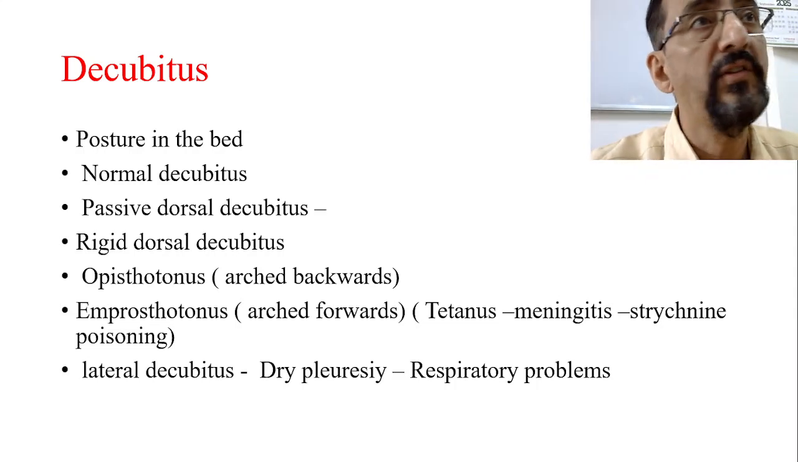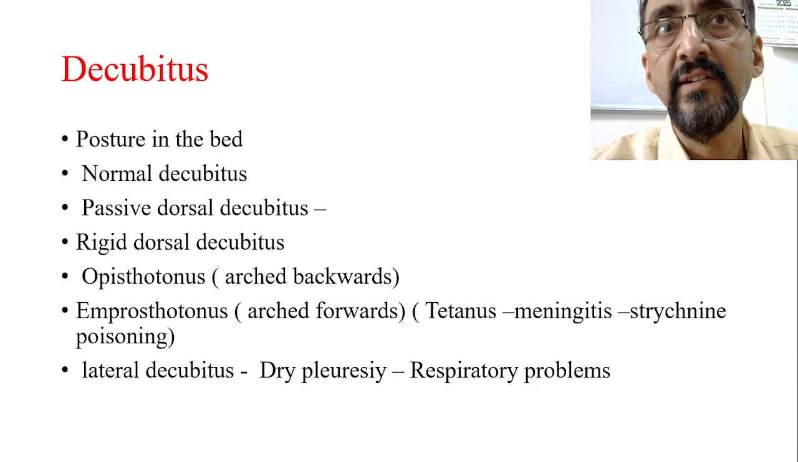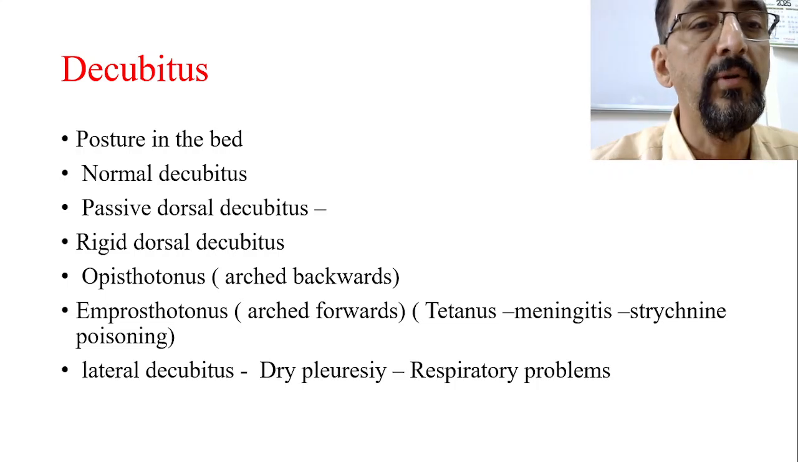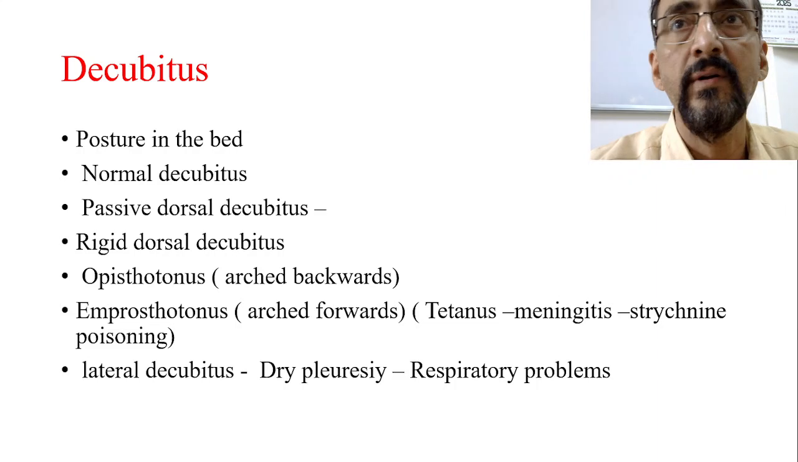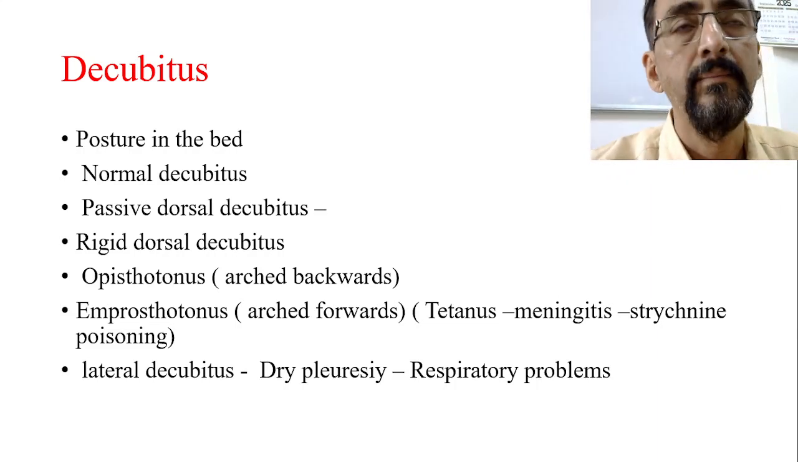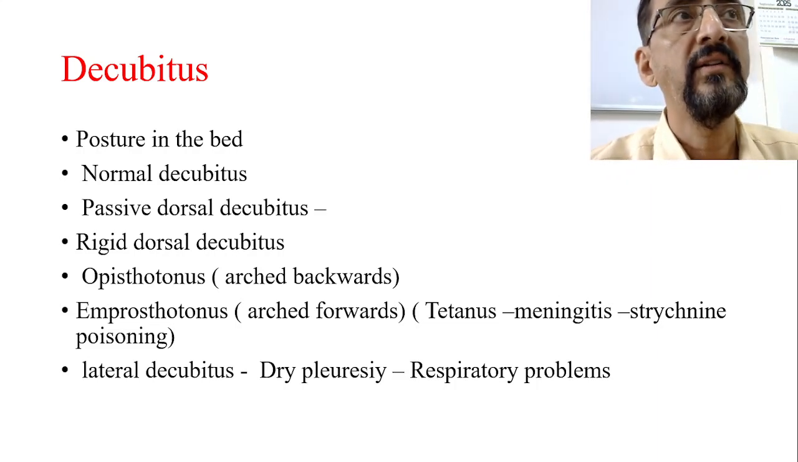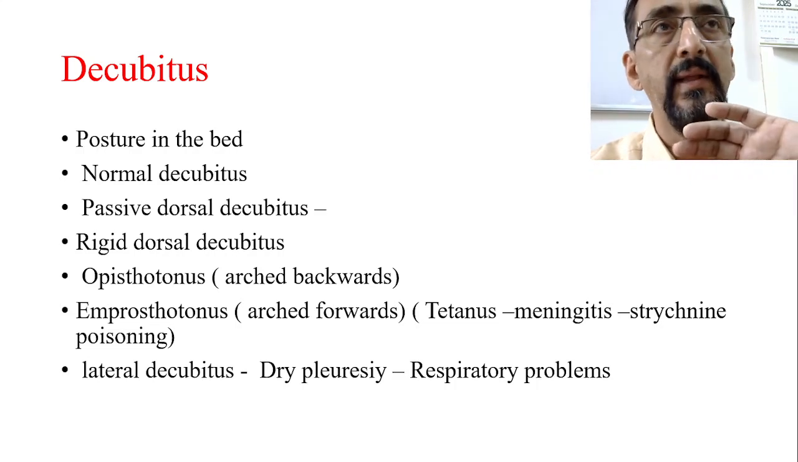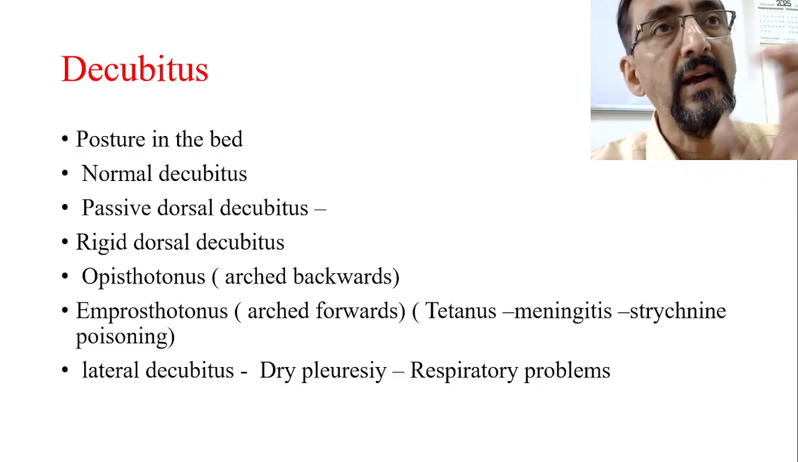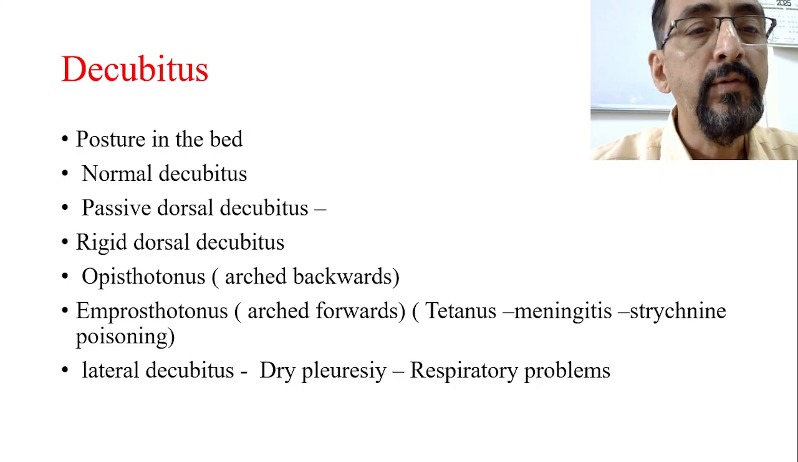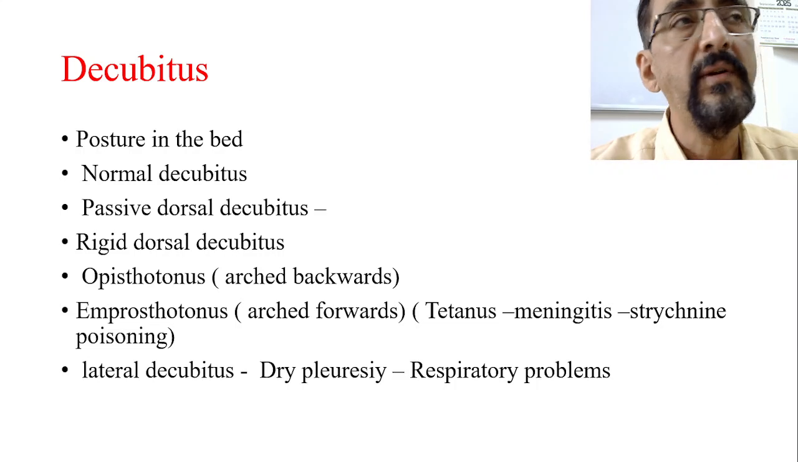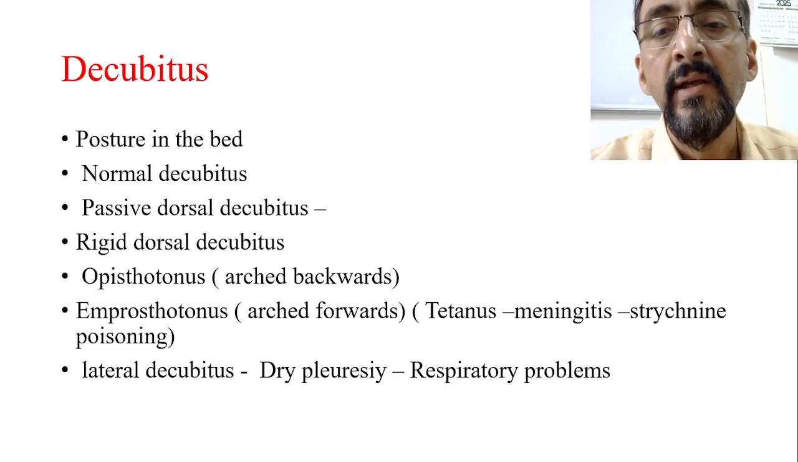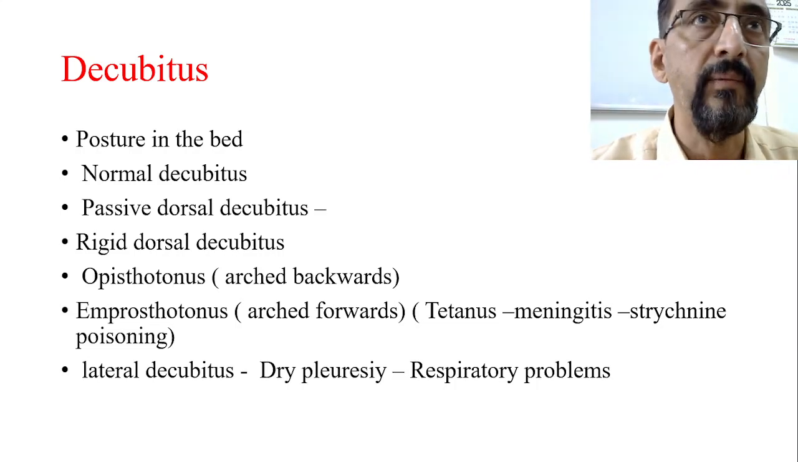Rigid dorsal decubitus is one more thing. Usually we find this in some spasticity conditions. Now, opisthotonus, very commonly seen in hyperthyroidism, etc., where there is backward arching, just like a bow. Emprosthotonus is exactly the opposite, that is arching forward, which is commonly seen in three conditions: one is tetanus, a meningitis-like condition, or strychnine poisoning.